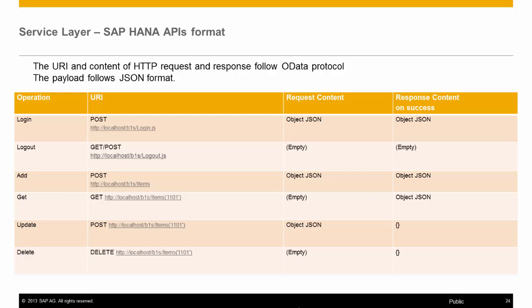The service layer uses HTTP requests and responses back to SAP Business One following the OData protocol, which both HTTP and OData are industry standard protocols. You will also note that the payload of the response and request are in JSON or JavaScript Object Notation, which is a lightweight data interchange format. It is easy for humans to read and write, and it is easy for machines to parse and generate.